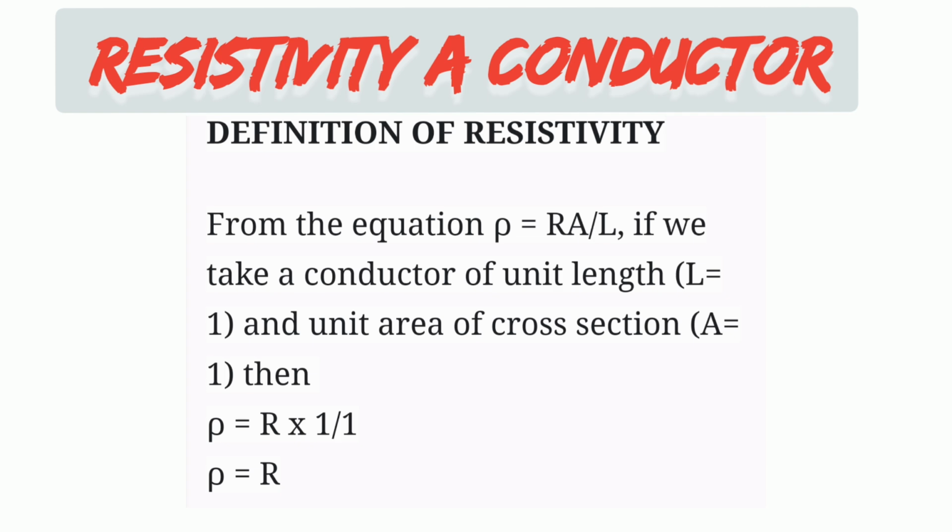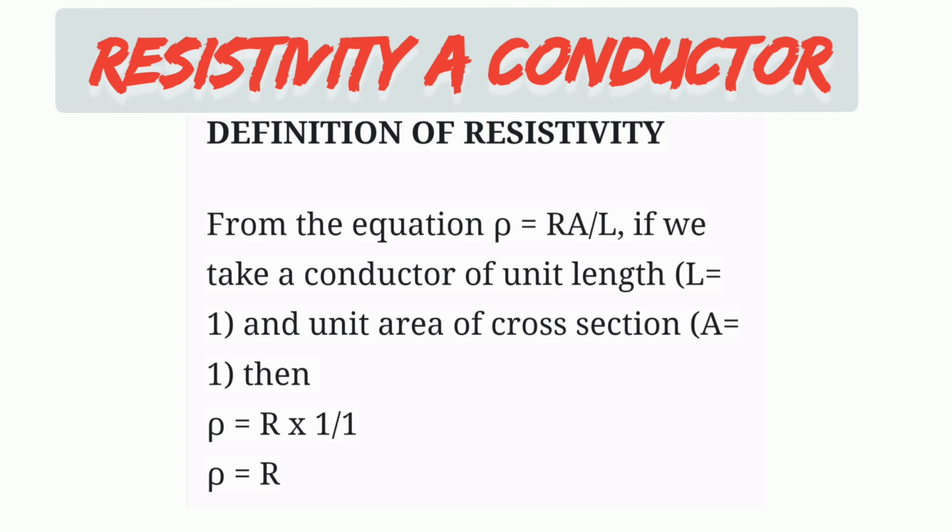Definition of resistivity can be explained from the equation Rho equals R into A by L. If we take a conductor of unit length, that is L equals 1, and unit area of cross-section, that is A equals 1, then Rho equals R into 1 by 1. That is, Rho equals R.